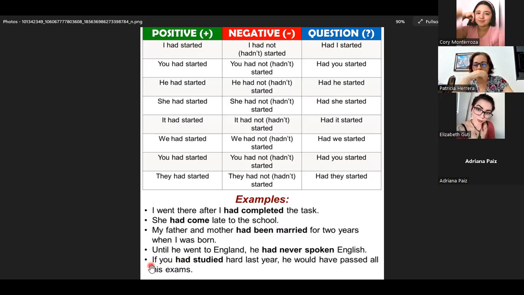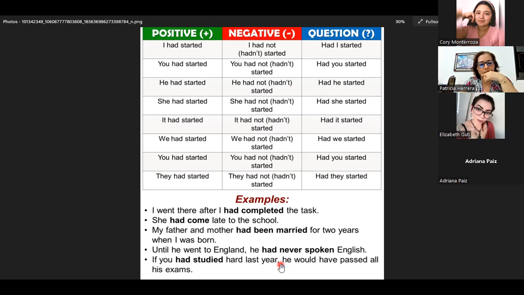And the next one is for Elizabeth. Sorry, Elizabeth. My mind is a little bit crazy right now. Okay. Read the last example. If you had studied hard last year, he would have passed all his exams. All his exams.